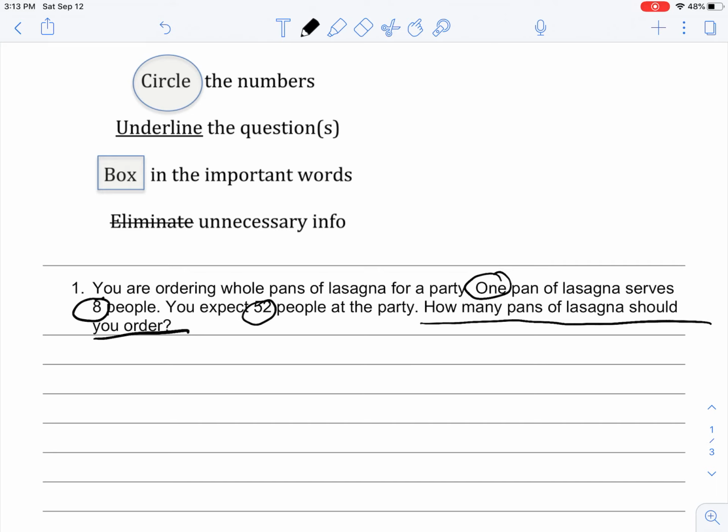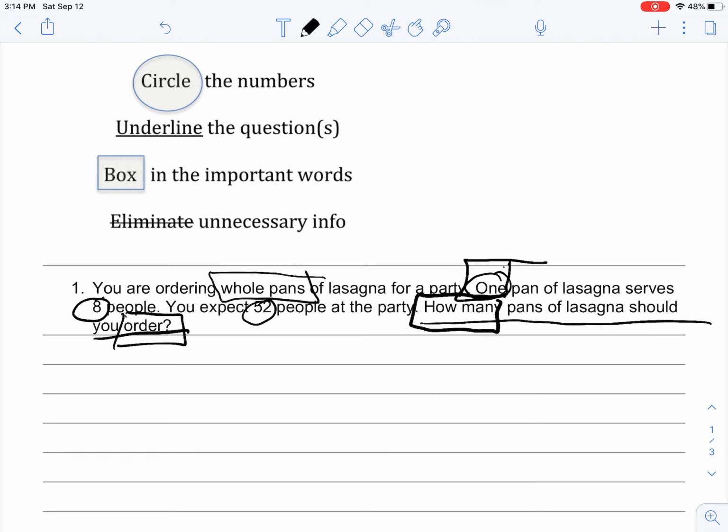Boxing important words. I think how many, that's a pretty important word. Order is an important word. I think this word, 1 pan, is an important word. And then I think it's really important that it's whole pans.